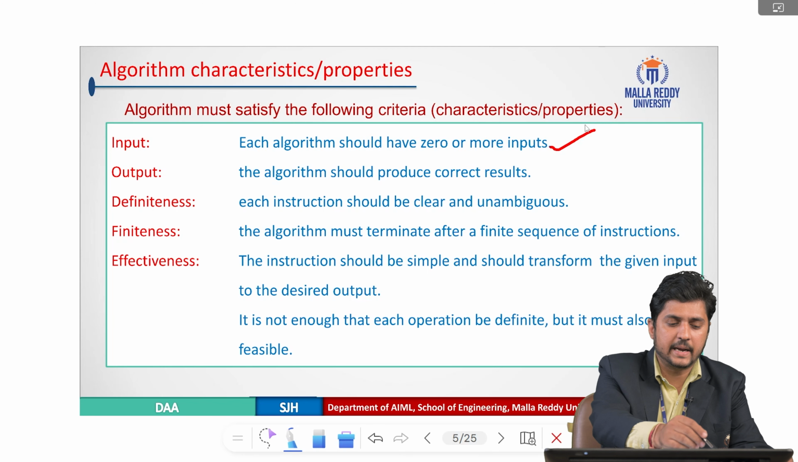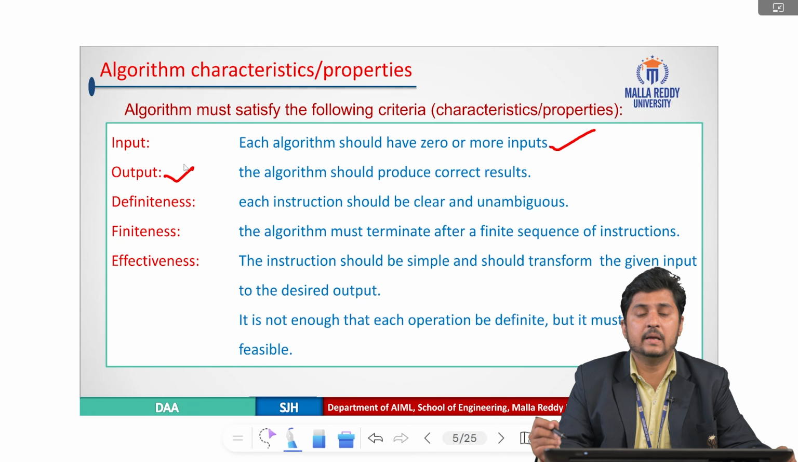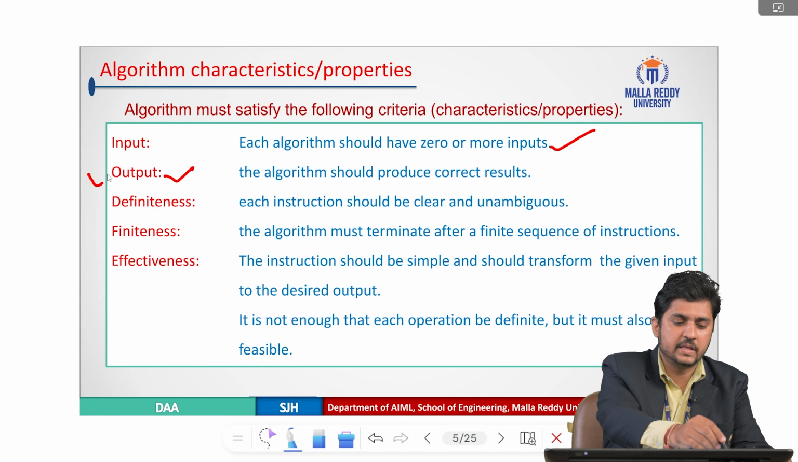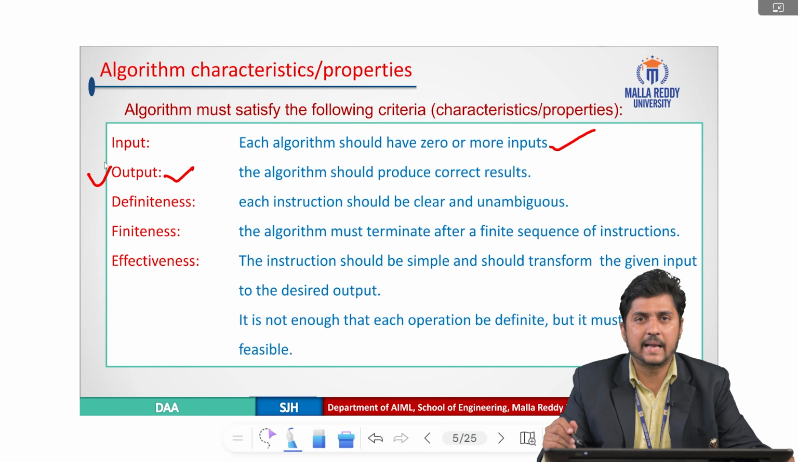And coming to the second characteristic, that is output, the algorithm should produce the correct result. That is, whatever the desired required result is, it should be able to produce. So that is all about the second characteristic.